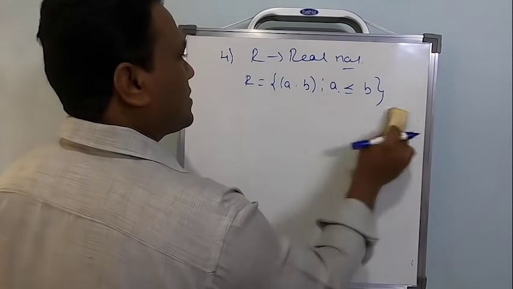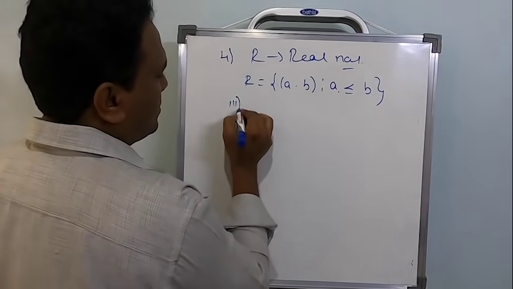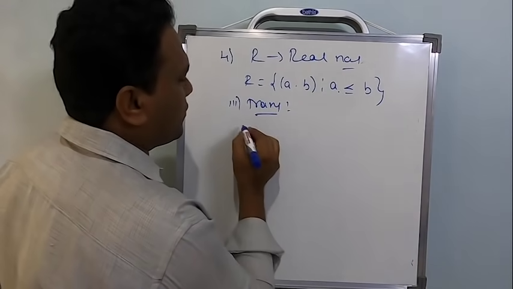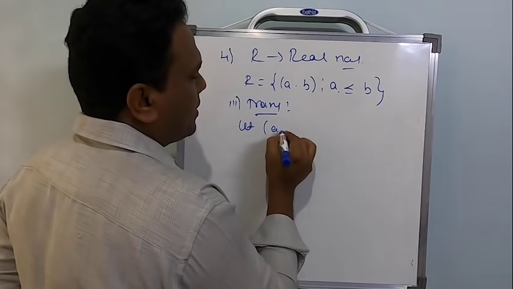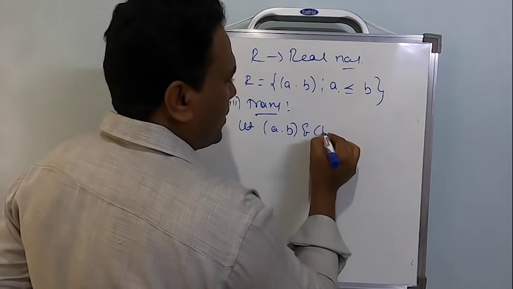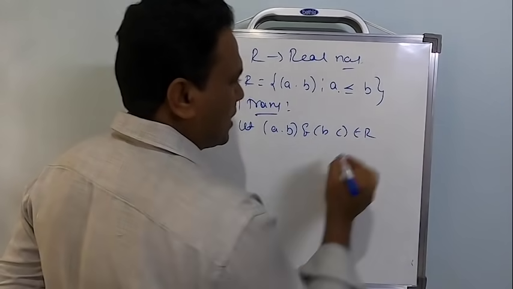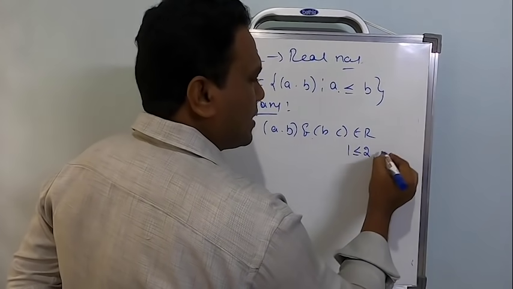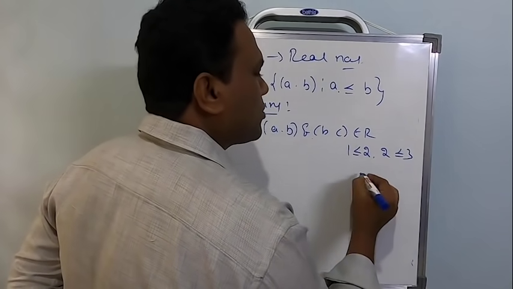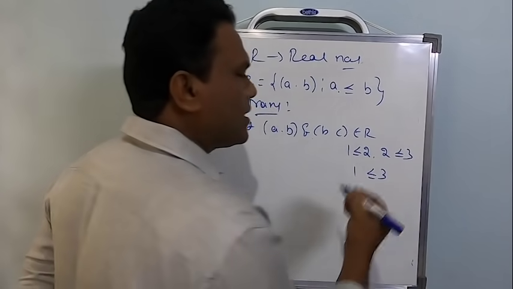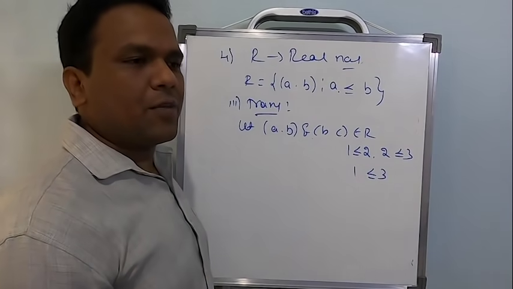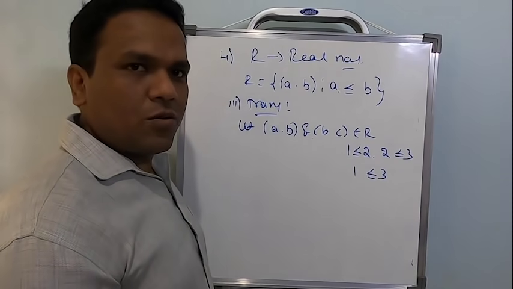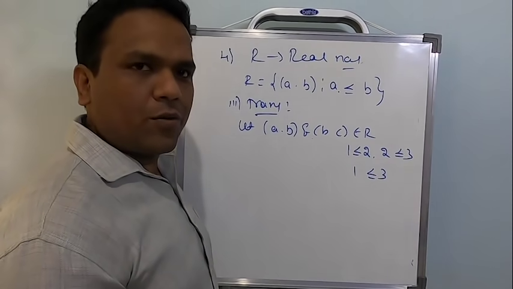Now let us check for transitive. To check for transitive, let us say A comma B and B comma C belongs to R. So better with an example. 1 is less than or equal to 2, 2 is less than or equal to 3. Is it true 1 is less than or equal to 3? It is correct. Not just with natural numbers, you can take up even fractions also, you can check the same, it's going to be true.